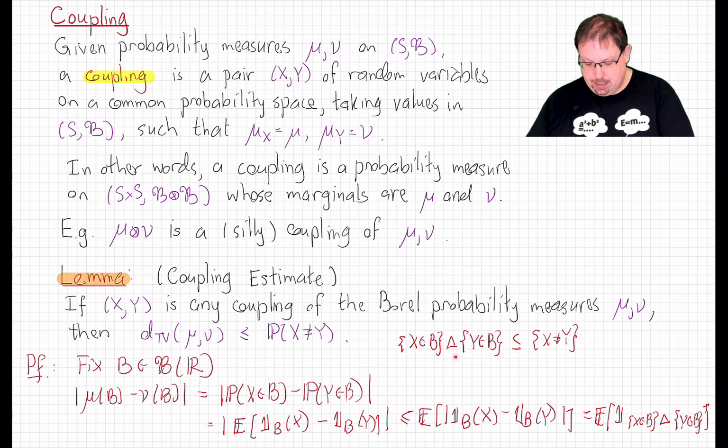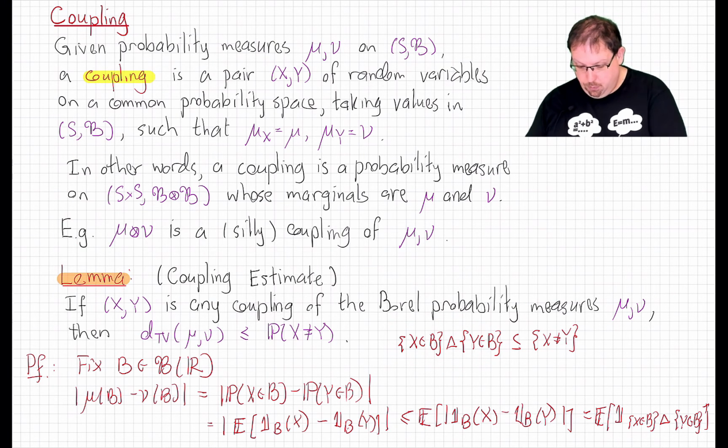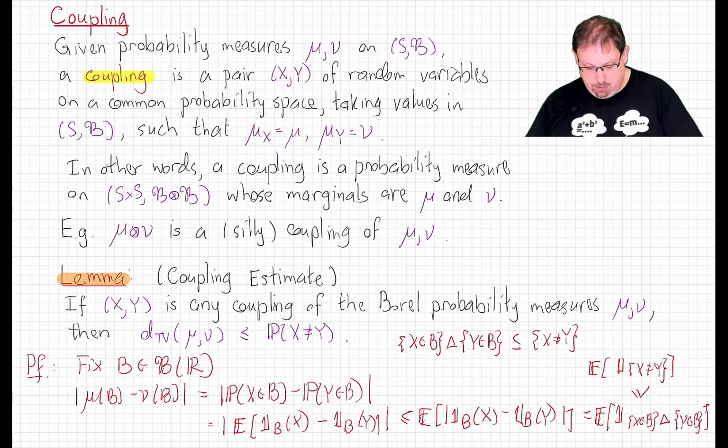Indeed, the difference here is a set of points where y is not in B but x is, and the reverse difference here is a set of points where y is in B but x is not. So for any outcome in this symmetric difference, x is not equal to y. Therefore, this expectation is less than or equal to the expected value of the indicator of the set where x is not equal to y, and that is exactly equal to the upper bound we were hoping to prove here.